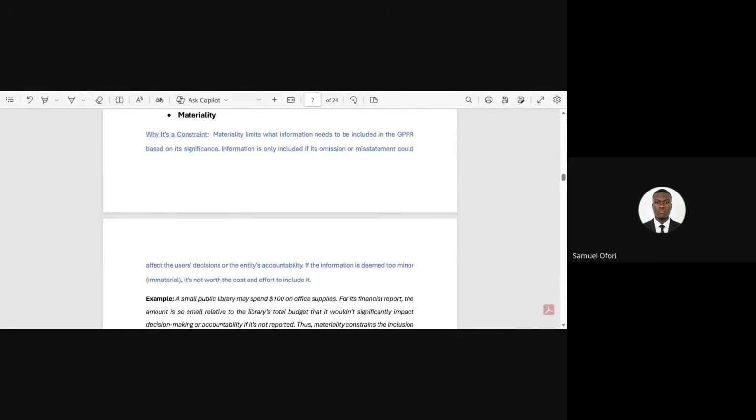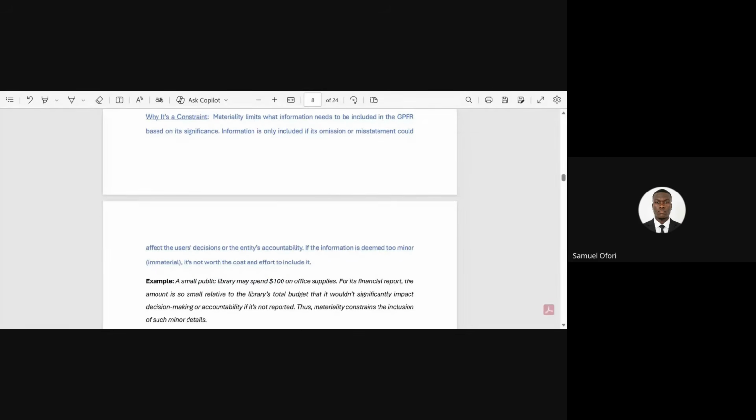Okay, but these small, minor, petty expenses, if they are not included, it's not worth the cost to put them in there. And so that's what materiality is talking about. That's what materiality is talking about. I gave an example here.